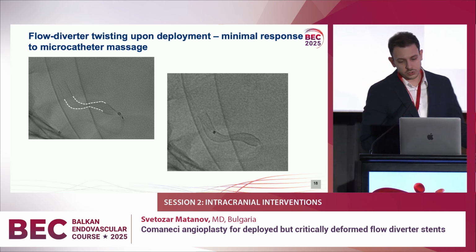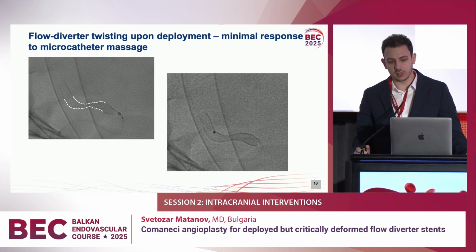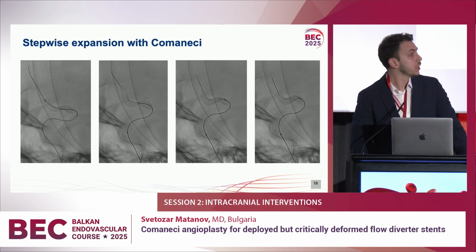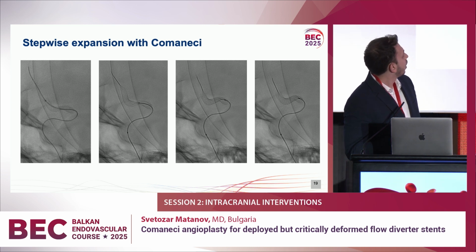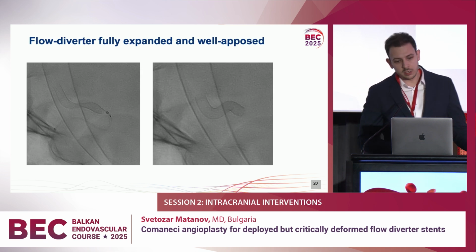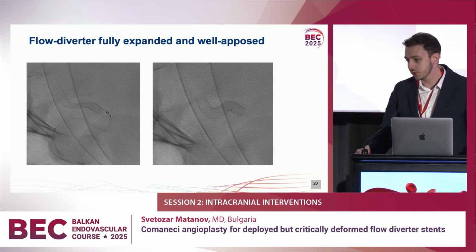Of course, we first tried some light maneuvers, like passing a microcatheter. We established a better position, but we were not so happy with the results. That's why we passed the Comaneci device, in this case a Comaneci 17 device. We gradually expanded the Comaneci through the whole length of the stent. And as you can see, the final result is a beautifully opposed flow diverter.